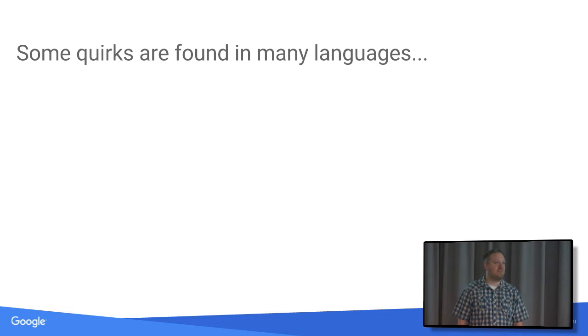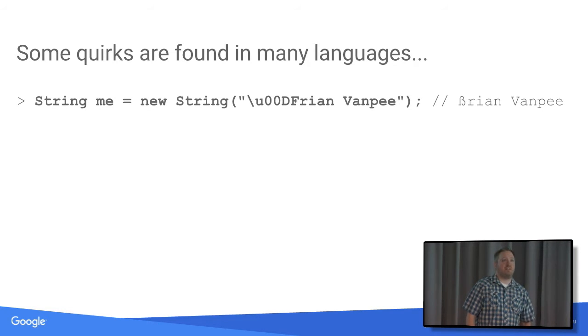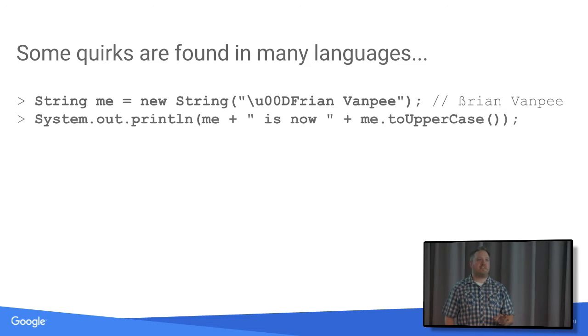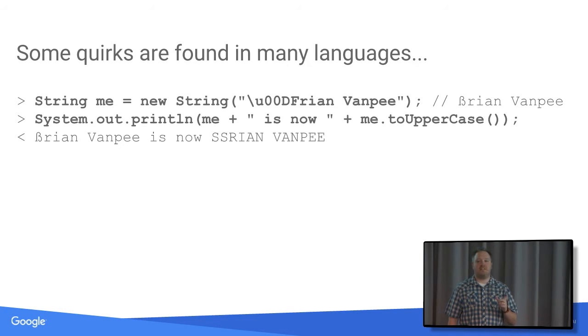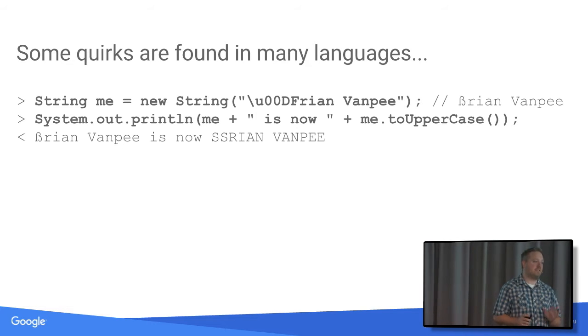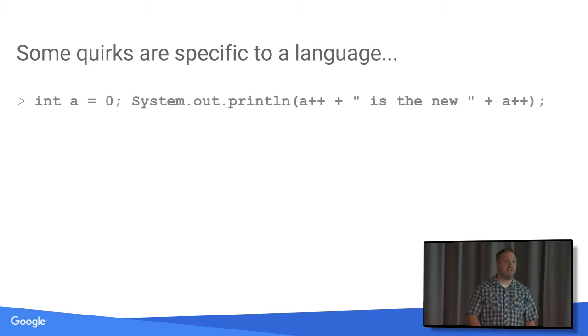Great. Some quirks are found in many languages. Here's an example in Java. If I were to print my name with a fancy B on top, and then make it all uppercase, it turns out that not only changes the value of the string, but also changes the length of the string. So a little tidbit: when you're testing, always be careful about changing case when you're using Unicode characters. The two often don't mix. FYI.